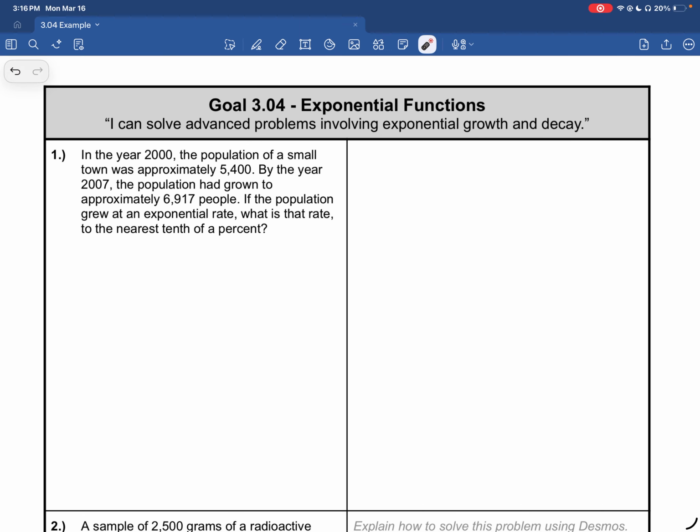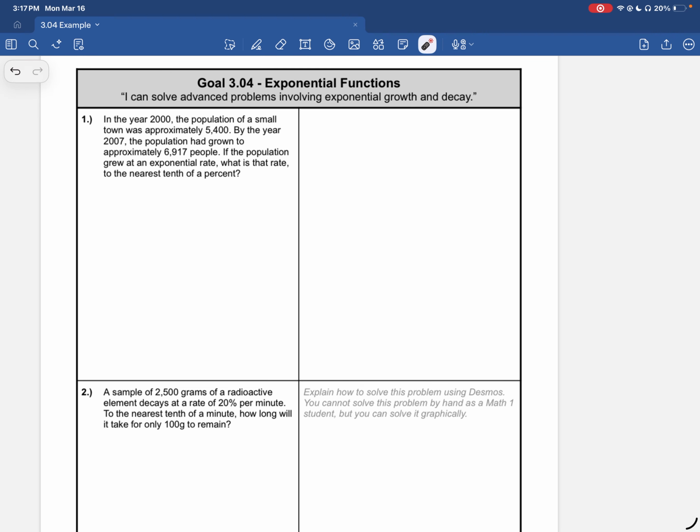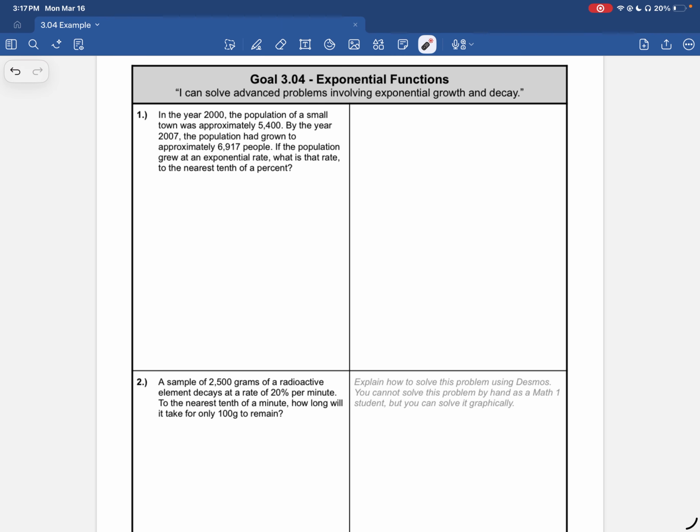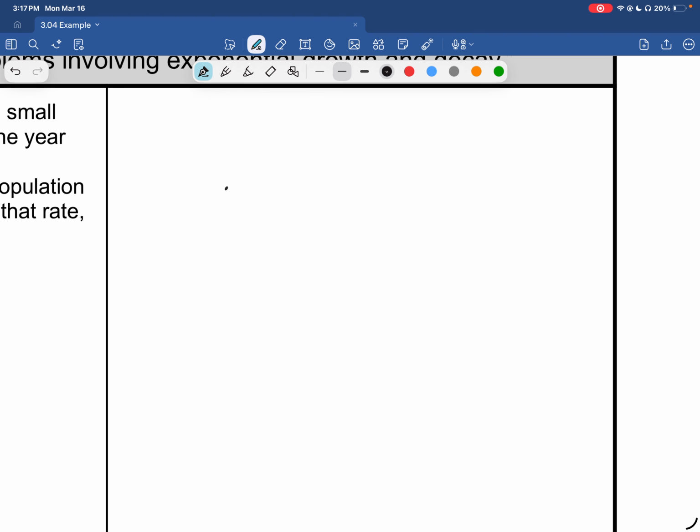Okay, in this video we are going to go over goal 3.04, which involves some advanced problems with exponential growth and decay. Now I will say, I took your glossary page and I came up with two new questions that pretty closely mirror the original questions. So everything that I go over in this video will be pretty much exactly how you do 1 and 2 on your paper.